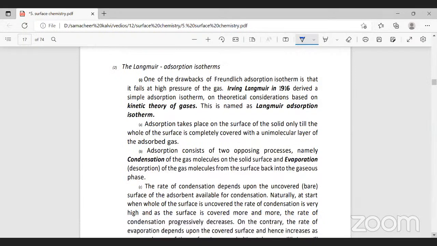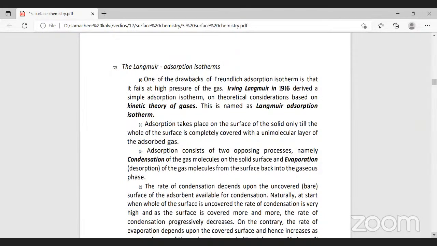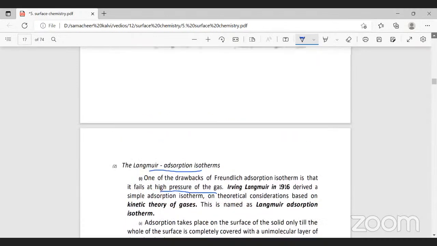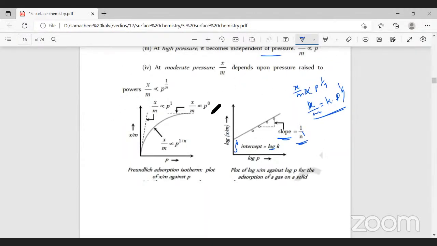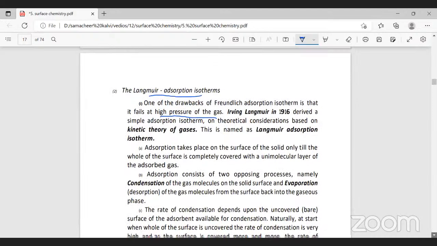The next one we have is the Langmuir adsorption isotherm. We do not have this in the syllabus, but we'll make one or two statements on it. One of the drawbacks of the Freundlich adsorption isotherm is that it fails at high pressure. At high pressure, it clearly says x by m is independent of pressure. So the Freundlich adsorption isotherm fails at high pressure.